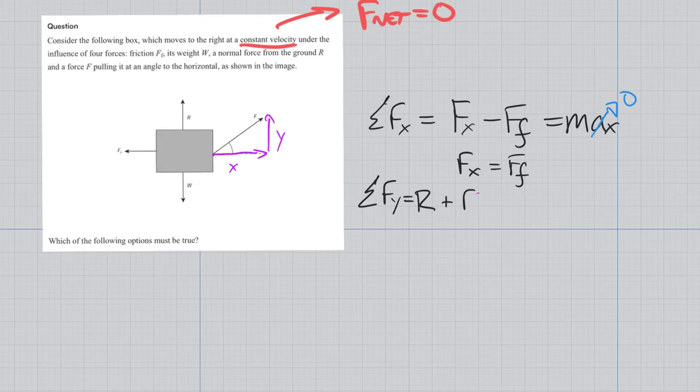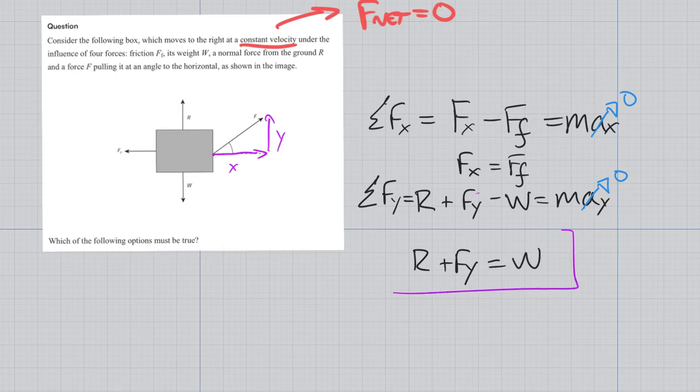In the y direction then, what we have is our normal force plus the y component of our pull force minus our weight is going to equal mass times acceleration in the y direction. Our acceleration in the y direction is also going to be 0. And so what we have is our normal force plus our force in the y is going to equal our weight. So these are two things that we can look at when we're trying to compare these forces.